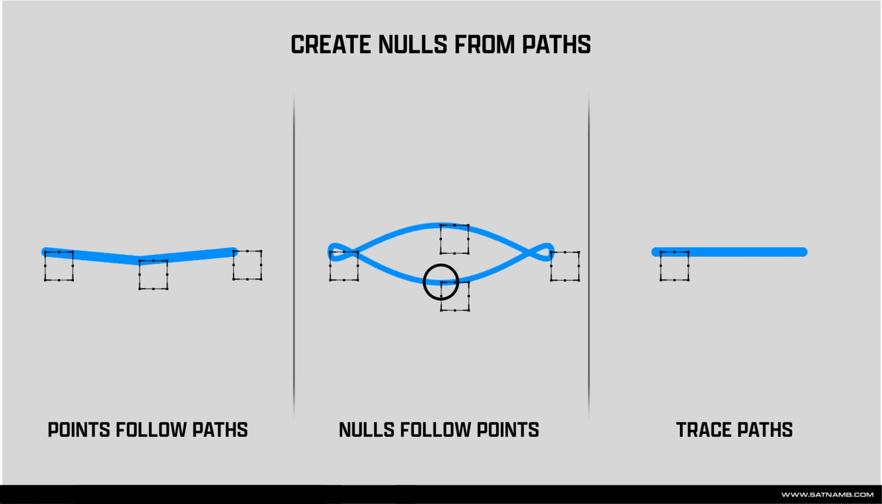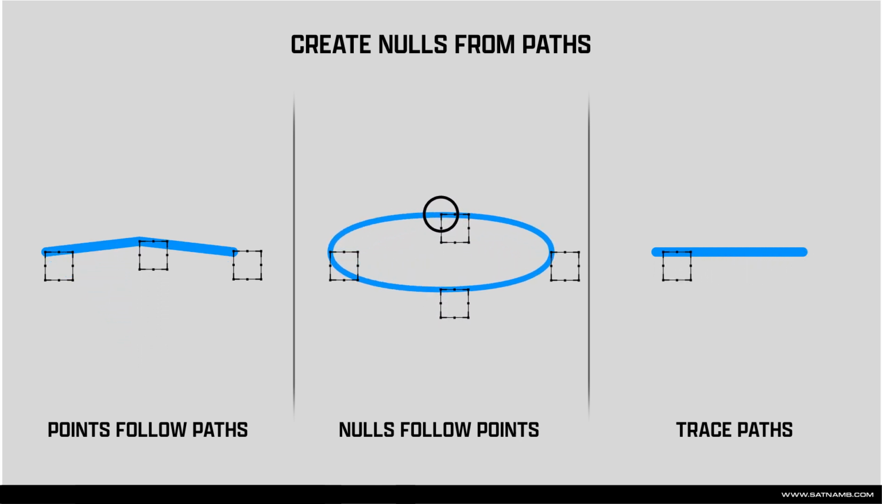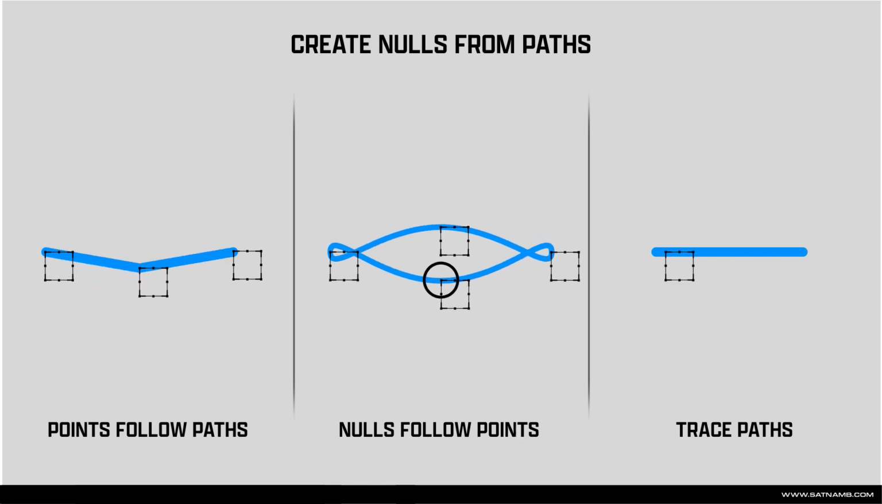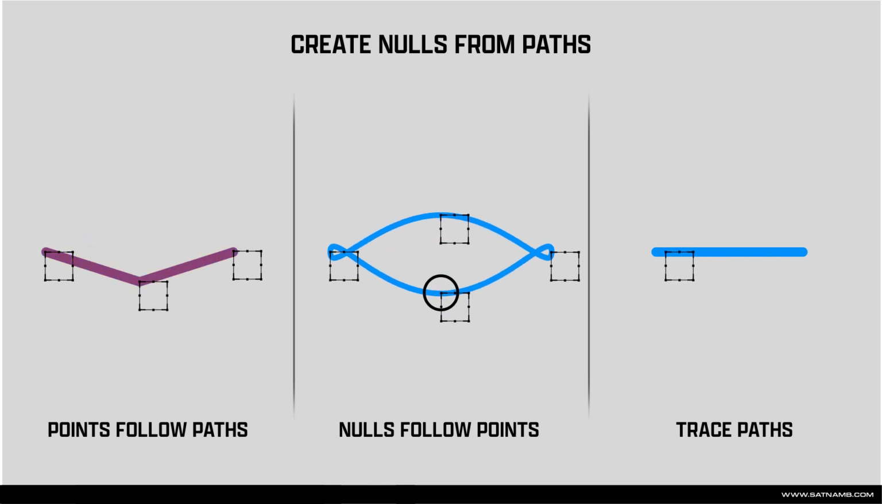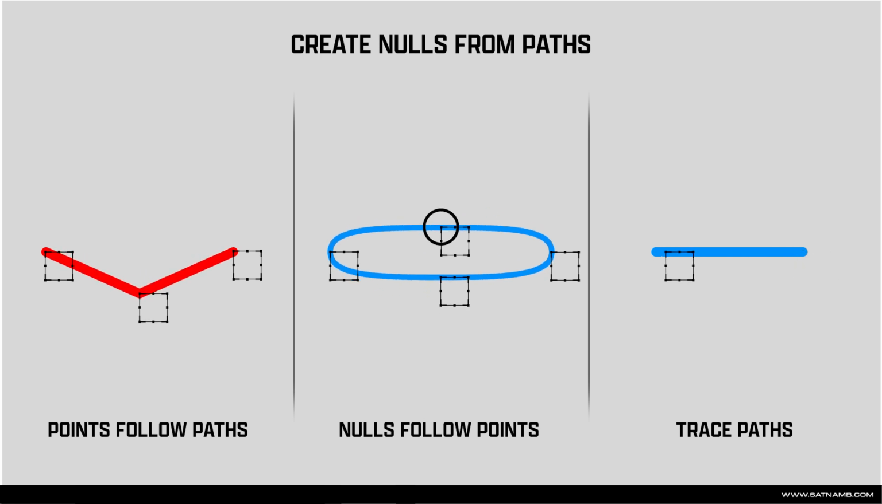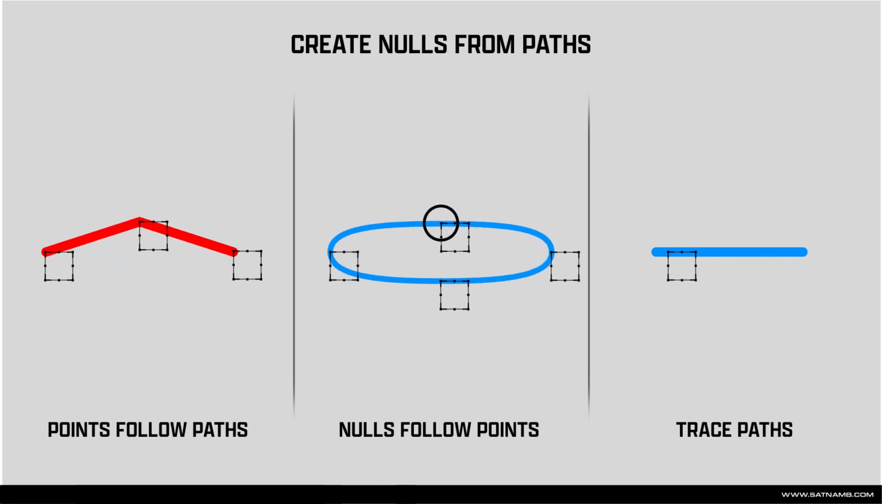The next technique we're going to look at is creating nulls from paths. This is an inbuilt script within After Effects which allows you to interact with paths using nulls. So there's three parts of this one script. The first is points from nulls, which effectively allows you to control the path itself using nulls. Each null is essentially a controller for the individual point.